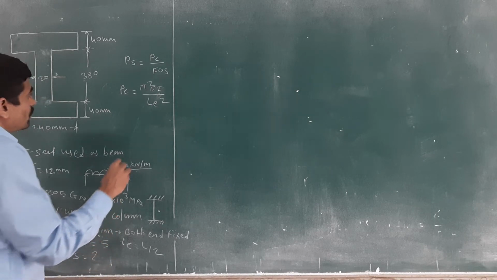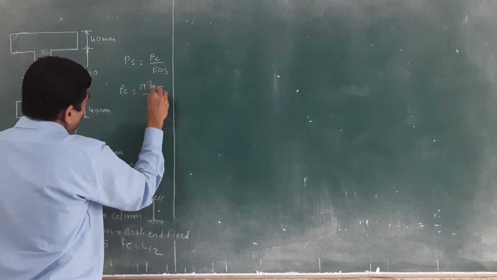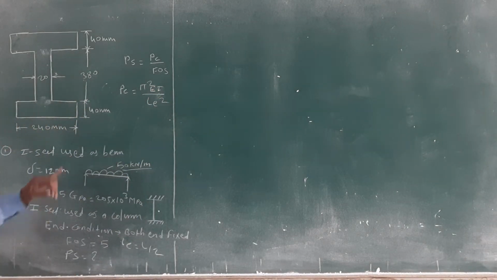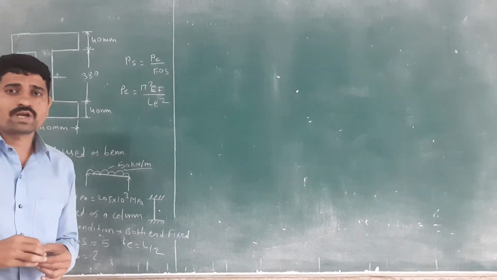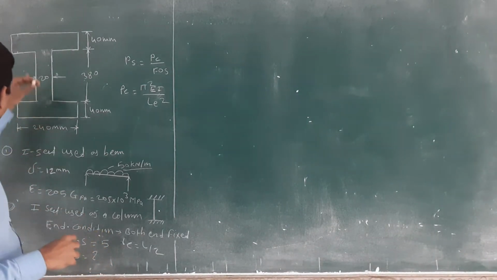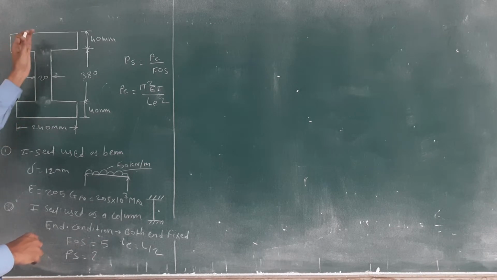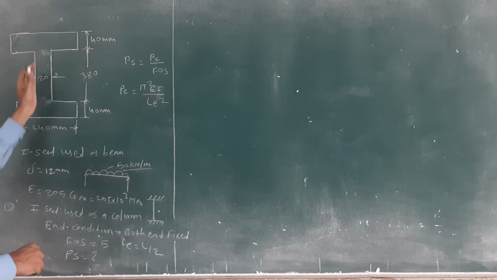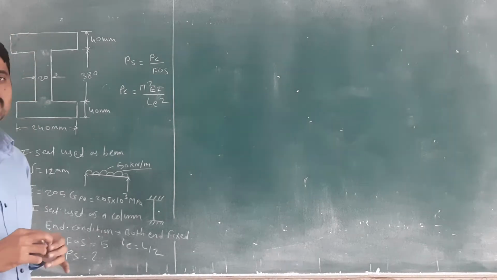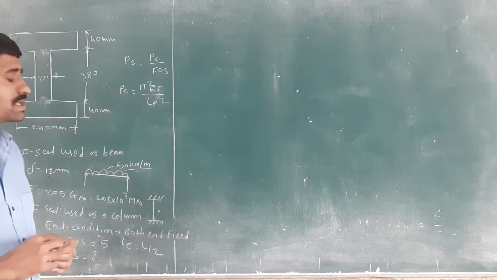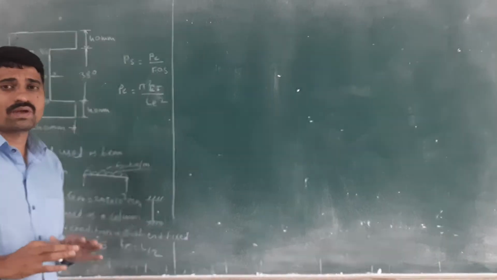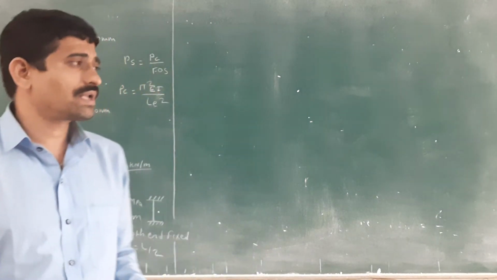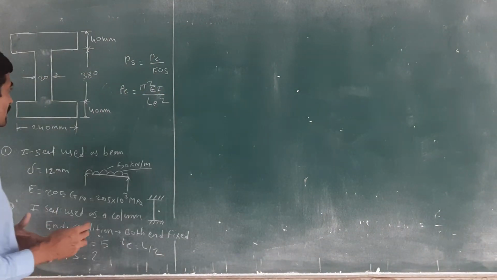Again, we want to calculate the EI value. We don't know the EI value. E is given, but we don't know the I value. What is I? Least moment of inertia, because here you will get two I values: moment of inertia about the x axis and moment of inertia about the y axis. You will get two moments of inertia. That's why you have to calculate the least moment of inertia. Then how to calculate that least moment of inertia? We will see the details.